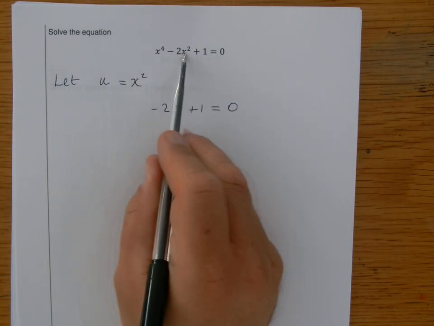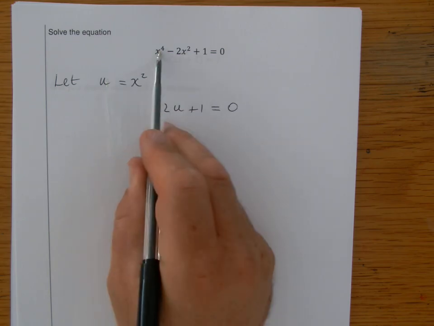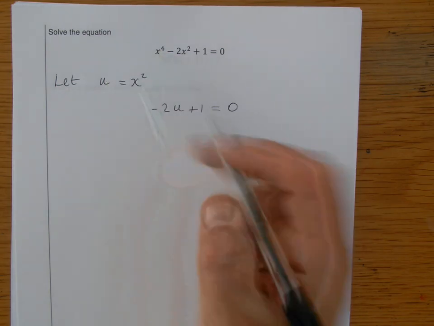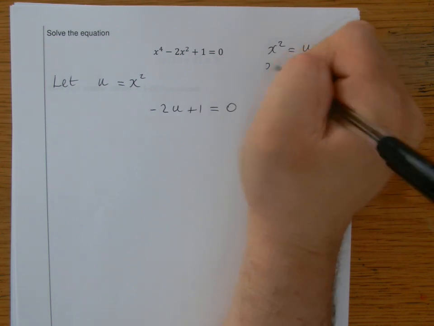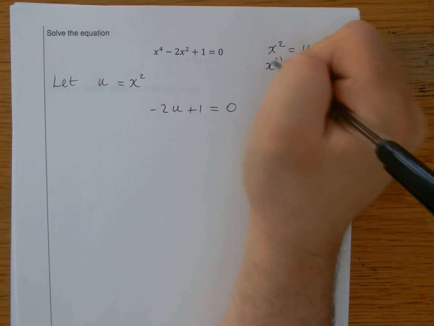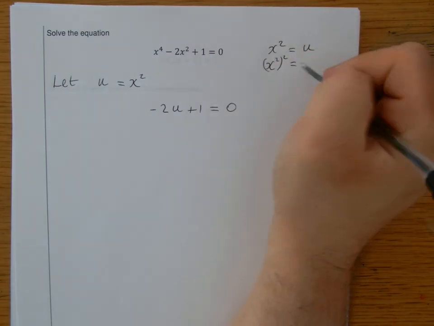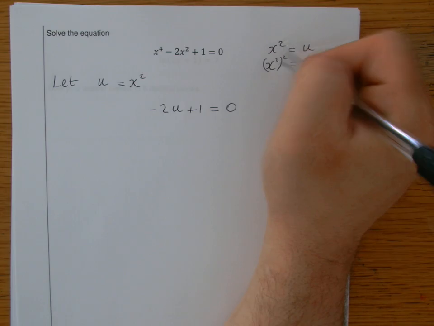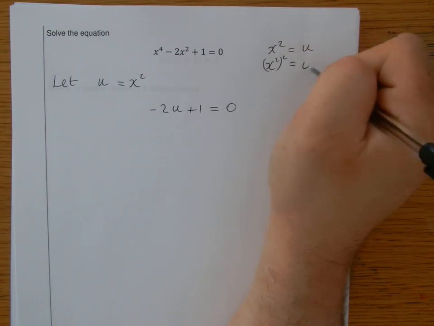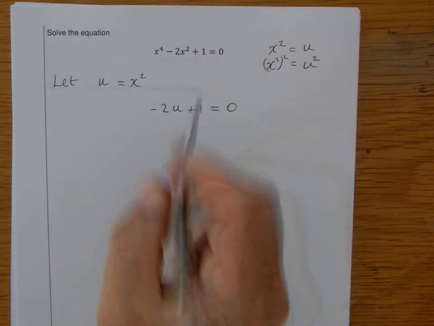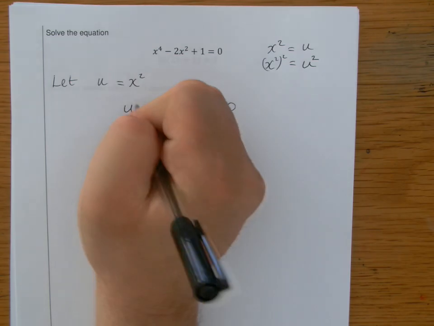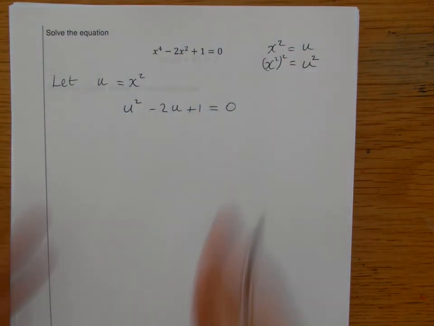But if I'm calling x squared u, we've got to think, what will x to the power 4 be? Of course, if we square x squared, we would get x to the power 4, wouldn't we? If we just apply a power 2 to this, that gives us x to the power 4. But if I'm squaring this, I've got to square this side as well. So x to the power 4 would be written as u squared. And then I've got a simple quadratic that we would obviously like to solve.